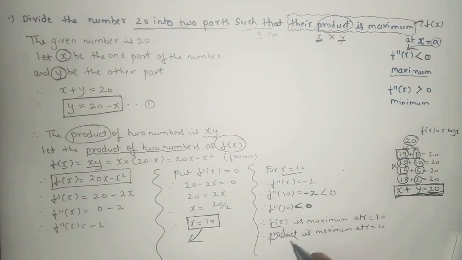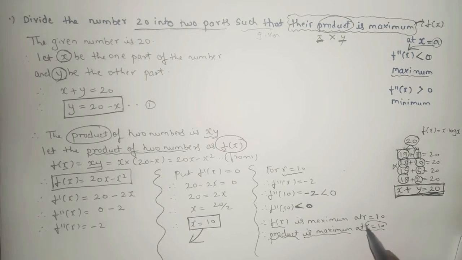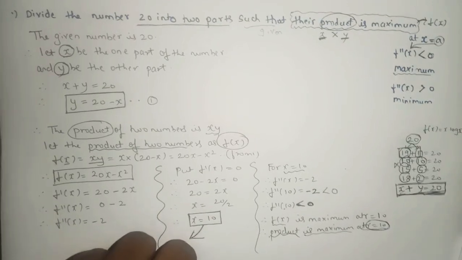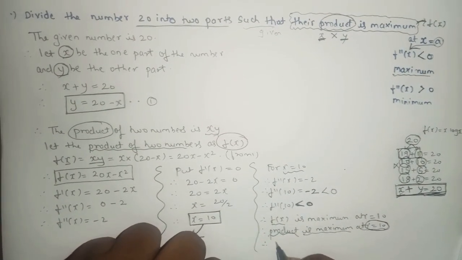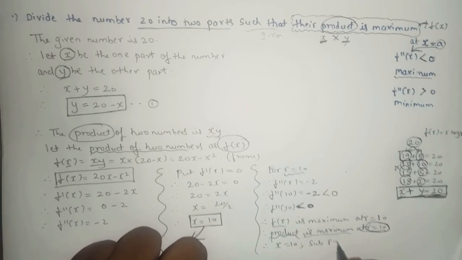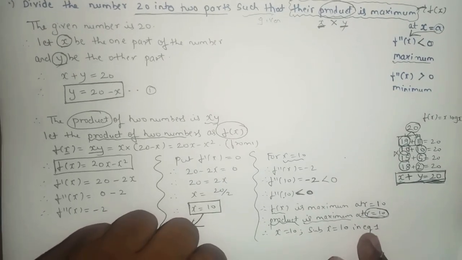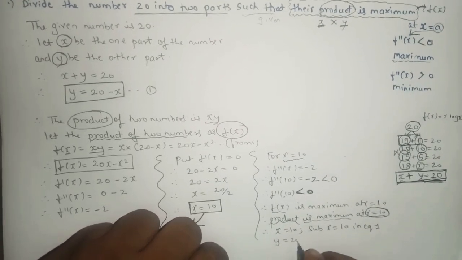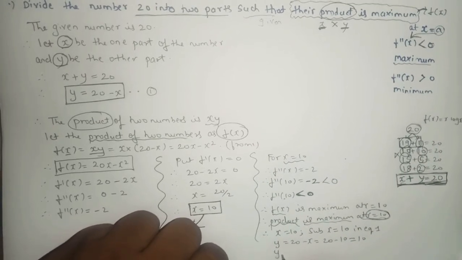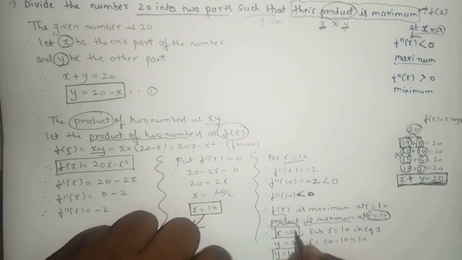So clearly, after solving, we got the product is maximum at x equals 10. So x equals 10 means we got the first value of x. Therefore, x equals 10. To get the second answer, we'll substitute x equals 10 in equation number 1. What is equation number 1? y equals 20 minus x, so 20 minus 10 equals 10. So here we got the value of y as 10. So we got the two answers, 10 and 10.